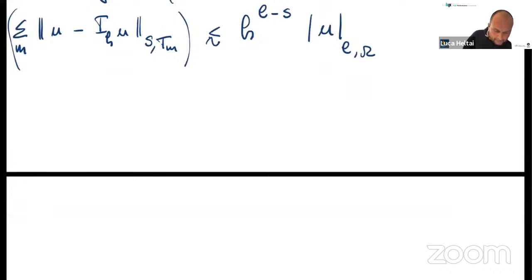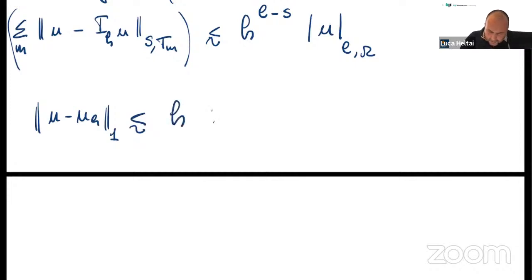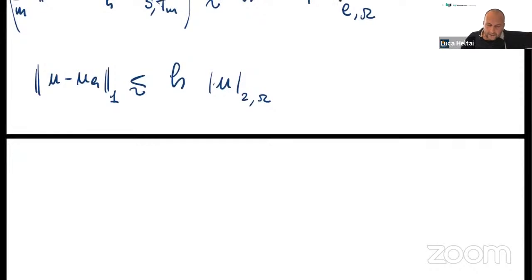So in particular, what we know for u minus u_h in the H1 norm is that it is bounded by h times the H2 norm of u over omega, but we cannot say anything about the L2 norm on the left because we don't have the interpolation estimate here. So we have to do a little bit more work for this to be the case.